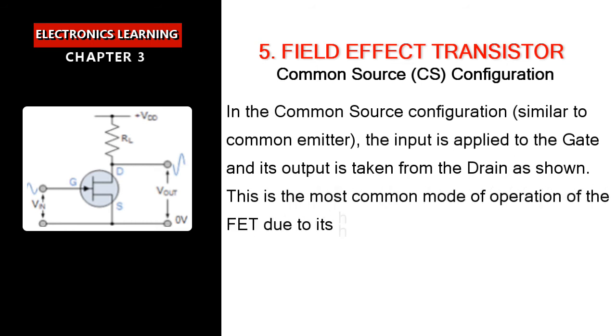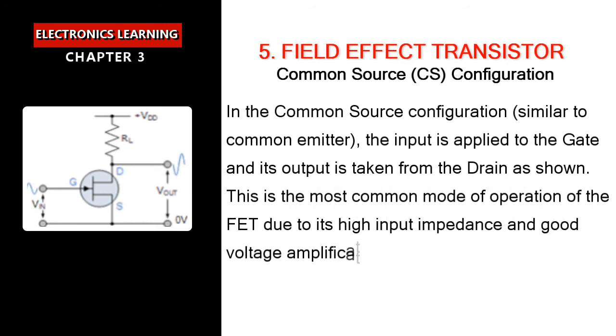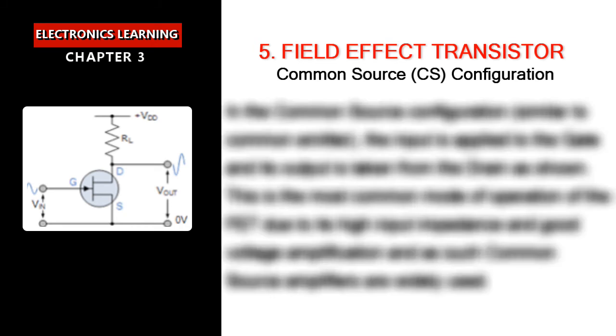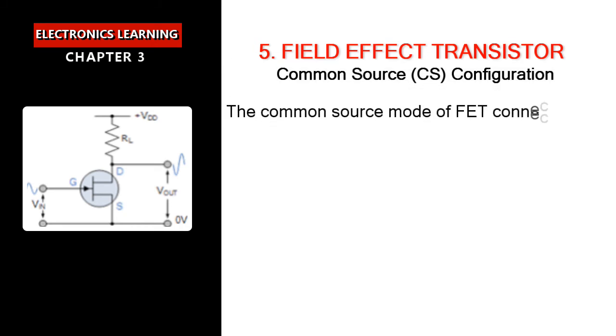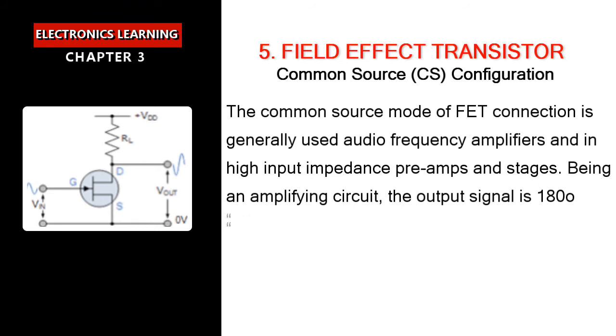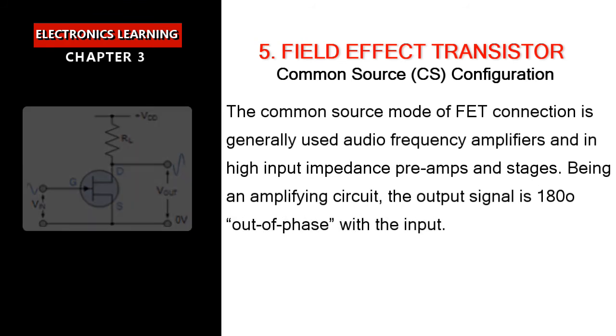This is the most common mode of operation of the FET due to its high input impedance and good voltage amplification, and as such common source amplifiers are widely used. The common source mode of FET connection is generally used in audio frequency amplifiers and in high input impedance preamp stages. Being an amplifying circuit, the output signal is 180° out of phase with the input.